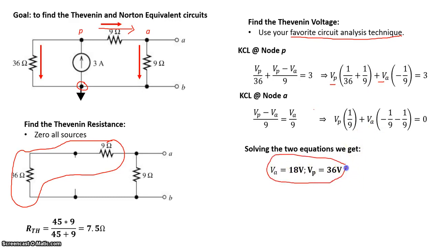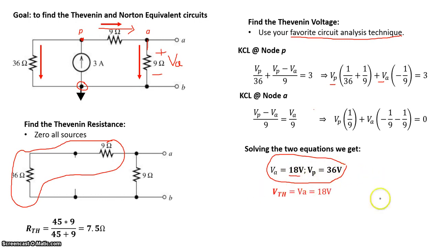There's a way to check if that's correct. Now if you look at this point, A is in the midpoint between P and ground. There's two equal resistances of 9 ohms. So there must be equal voltage drop in the 9 ohm resistor that's here and the 9 ohm resistor that's here. So VA, which is the voltage drop across this 9 ohm resistor, must be equal to 1/2 of VP, which is the total voltage drop across this resistor and this resistor. Okay, so 18 is half of 36. So that lets us know that we're correct.